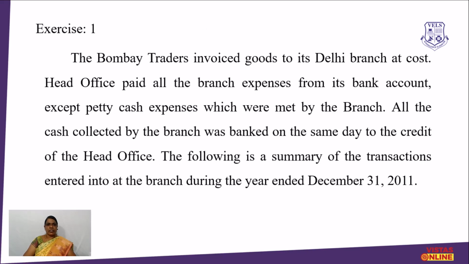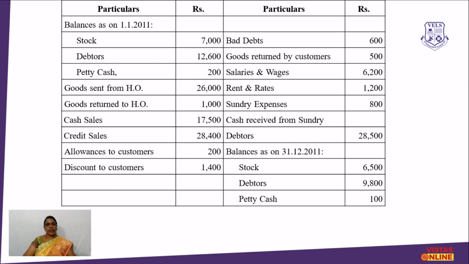I have given one exercise for easy understanding of the students. I just wanted to read the question here. The Bombay Traders invoiced goods to its Delhi branch at cost. Head office paid all the branch expenses from its bank account except the petty cash expenses, which were met by the branch. All the cash collected by the branch was banked on the same day to the credit of the head office. The following is a summary of the transactions entered into by the branch during the year ended 31st December 2011.